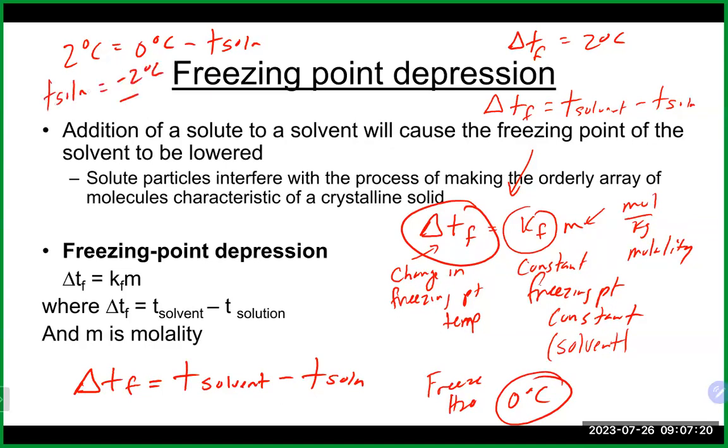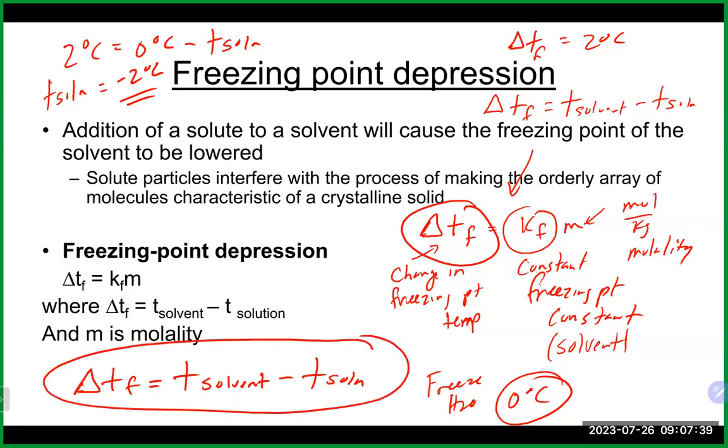minus 2 degrees Celsius. Yes, not 2 degrees Celsius. So it's really important to have that sort of solvent minus solution here. Otherwise, you may be saying it will freeze at 2 degrees Celsius, which means the freezing point actually went up, right, instead of down. So again, remember this to get the right sign, if you will, on your freezing point temperature adjustment.